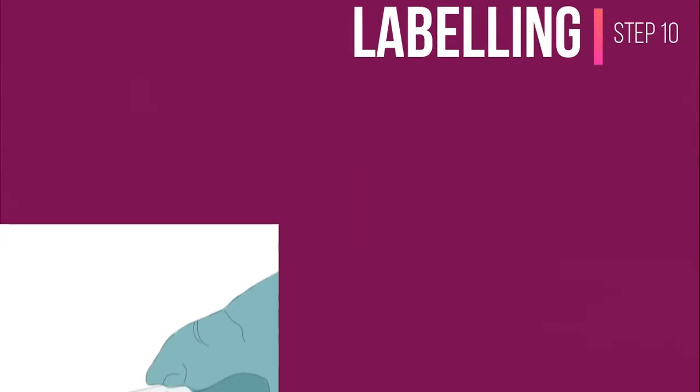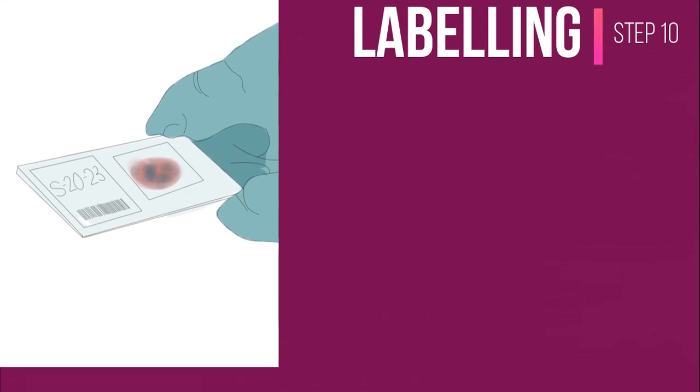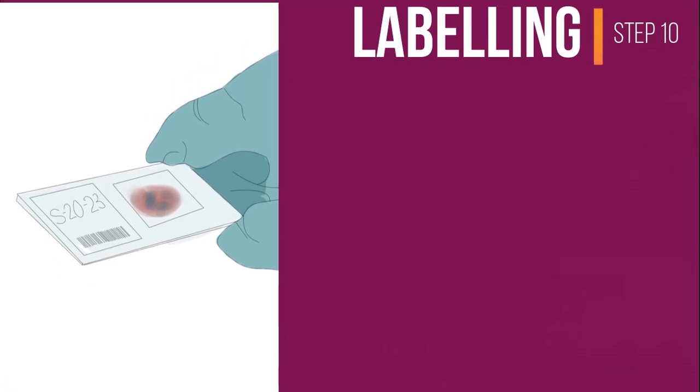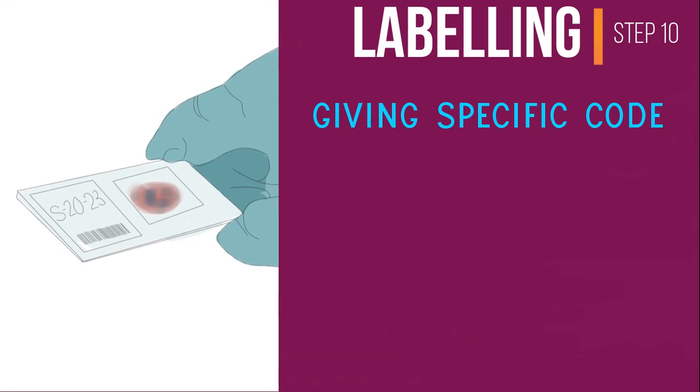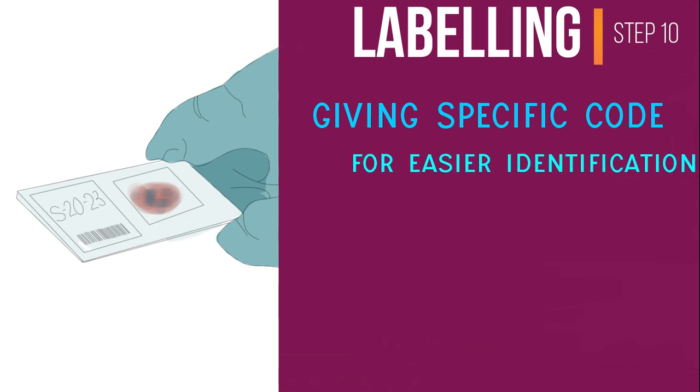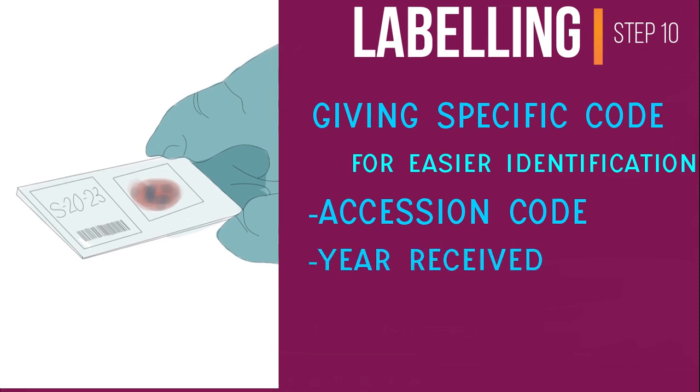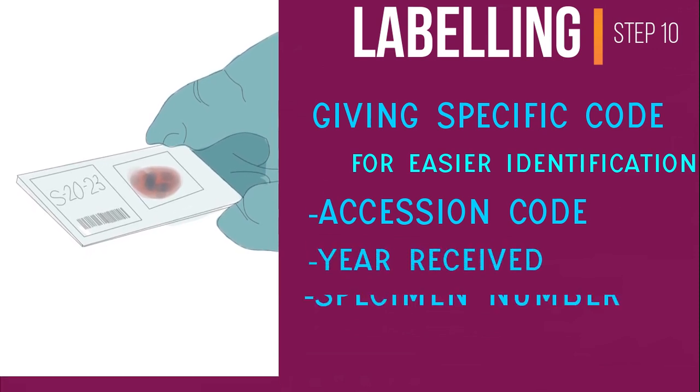The last step in tissue processing is labeling. Labeling is the process of giving the specimen a specific identification number or code for easier identification. The label should have an accession code or the type of specimen, the year it was received, and the specimen number.